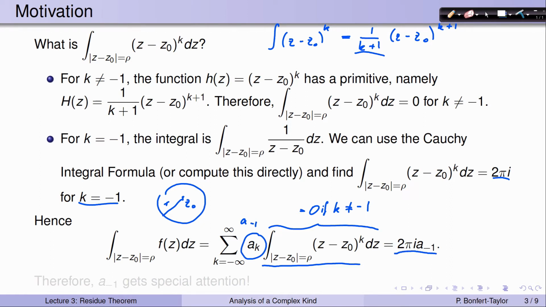In other words, if I integrate a function with an isolated singularity around that singularity with a curve that's small enough to fit into the disk where the function is otherwise analytic, then I get 2 pi i times a-1, where a-1 is the coefficient of the 1 over z minus z0 term in the Laurent series expansion. So therefore this a-1 gets very special attention, and that's why I've been having you calculate a-1 in so many examples in the previous in-video quizzes.